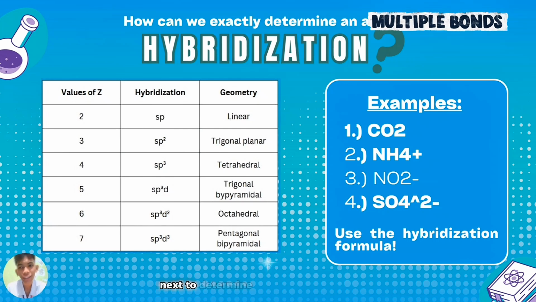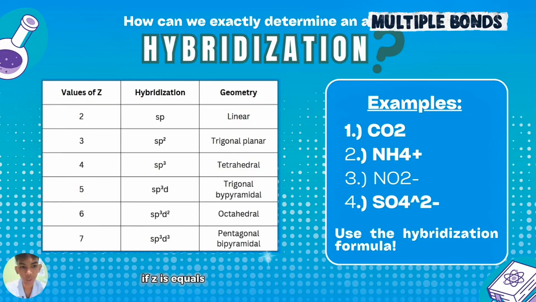Next, to determine an atom's hybridization, we use the hybridization formula to find the value of Z, which represents the steric number or total number of electron regions around the central atom. Once we have calculated the value of Z, we simply match it to this table to identify the hybridization type and geometry. For example, if the value of Z is equal to 2, the hybridization is sp, with a geometry of linear.